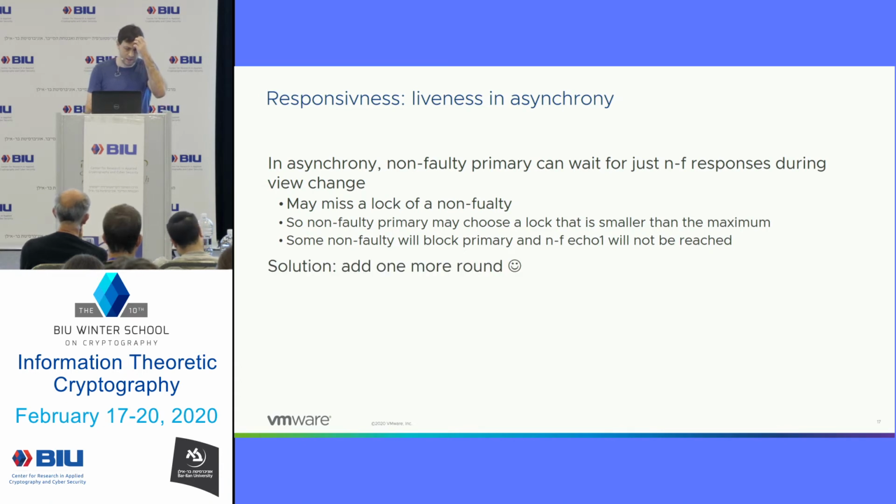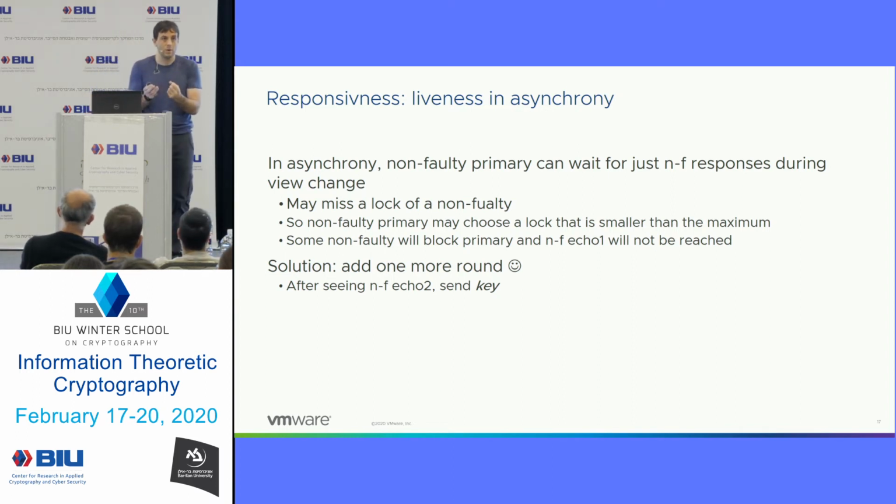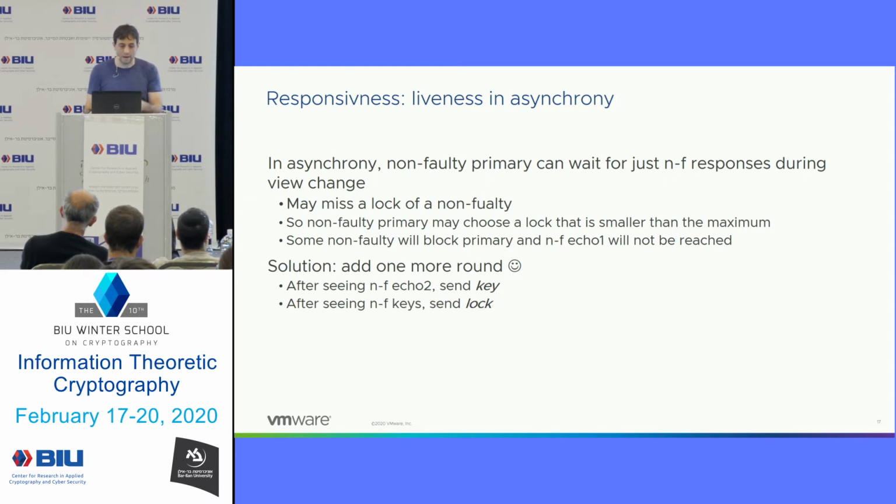So as I said yesterday, we can just add one more round. And the idea, again, is that when the reliable broadcast arrives, instead of locking at this point, we will say that at this point we have a key, and then we will send n minus f messages. And once you get n minus f keys, that will be a lock.